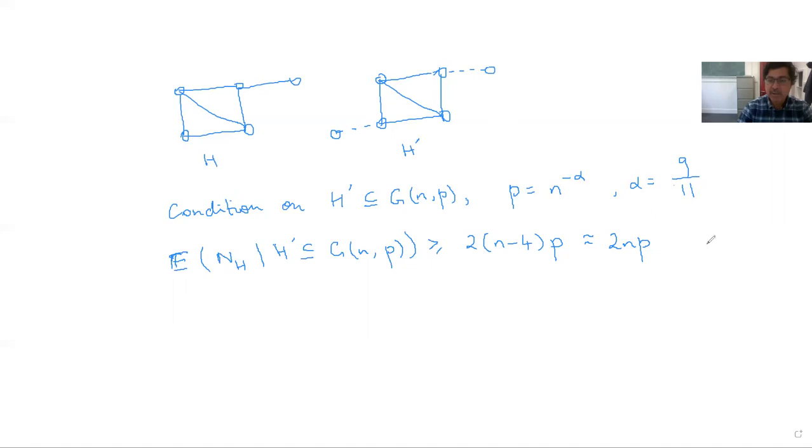And now p is n to the minus 9/11. So this gives us 2 times n to the 2/11. And so this goes to infinity as n goes to infinity.